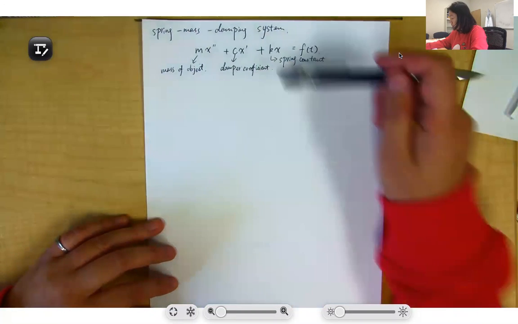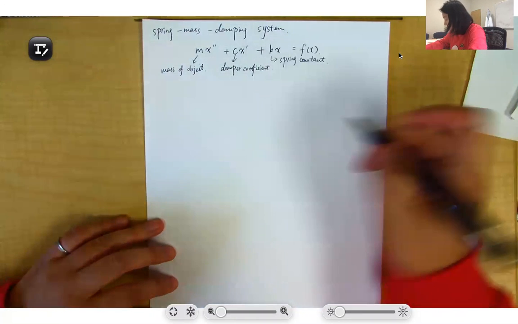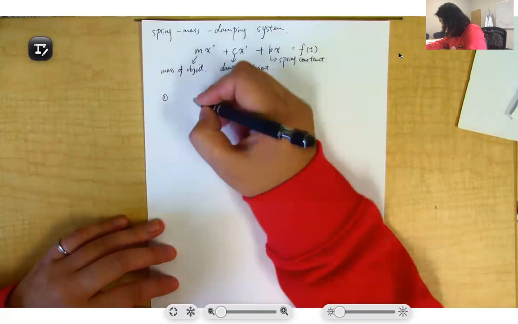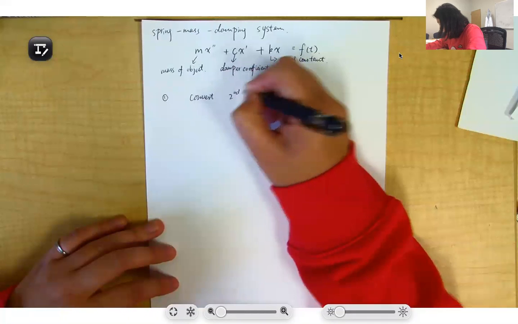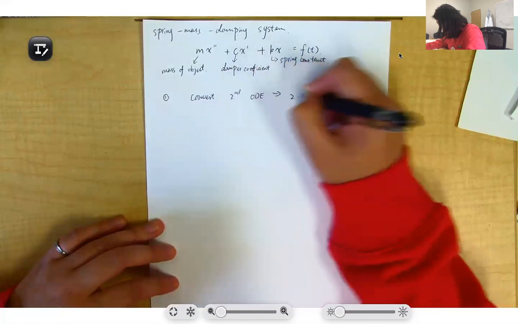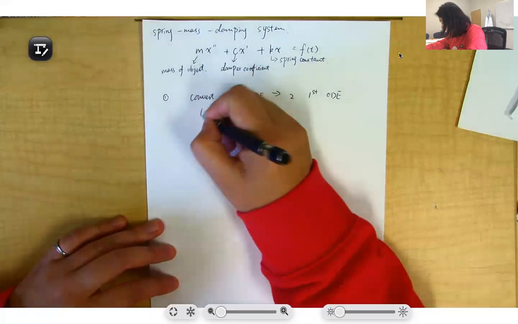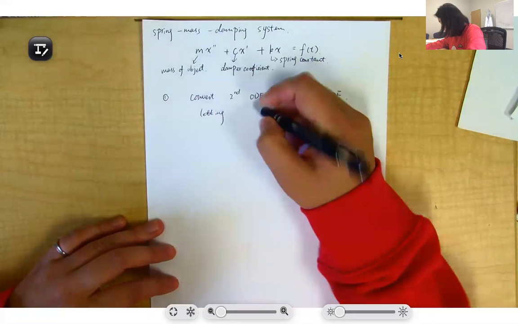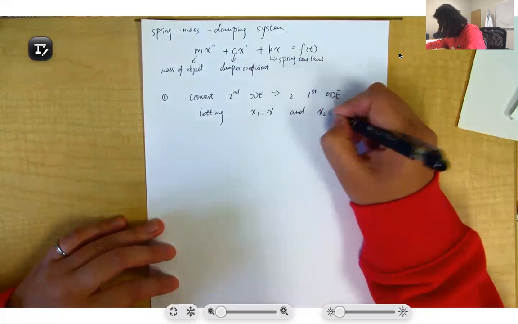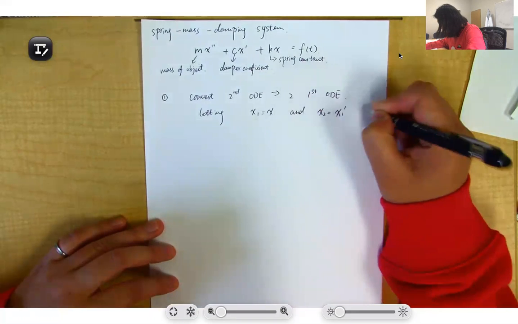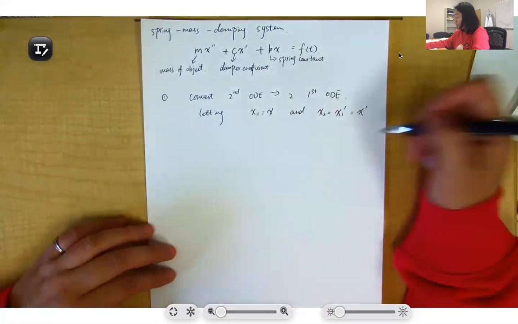And how can we convert the second order ODE to first order ODE? So the first step will be to convert the second order ODE into two first order ODEs, and we do the substitution. So letting x1 equals x, and x2 equals x1 prime, which will be x prime.